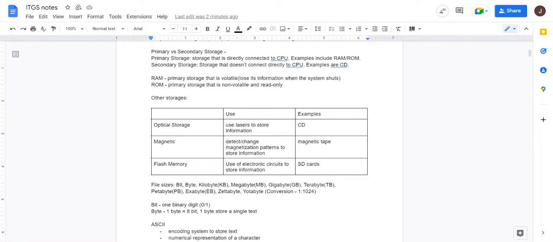Now let's talk about the file size. Basically, the file size is just the space the file occupies on a disk. If you have too large a file, it will occupy too much space on the disk, which will become overwhelming for computers to process. So the file size is divided into several categories: bit, byte, kilobyte, megabyte, gigabyte, terabyte, petabyte, exabyte, zettabyte, yottabyte. Each conversion, except the first one, is 1024 to 1.